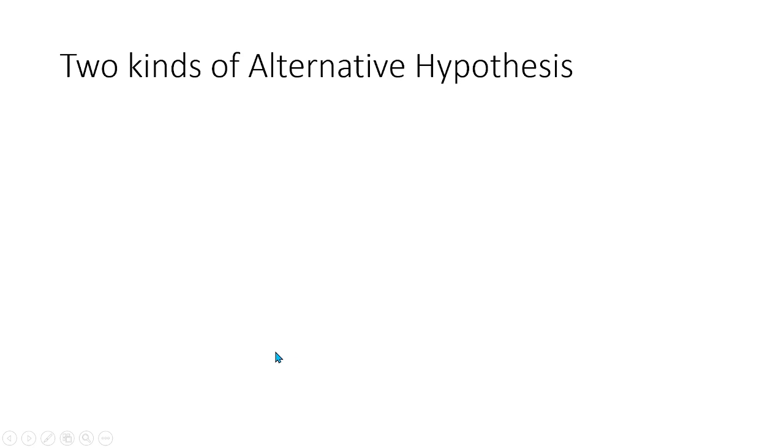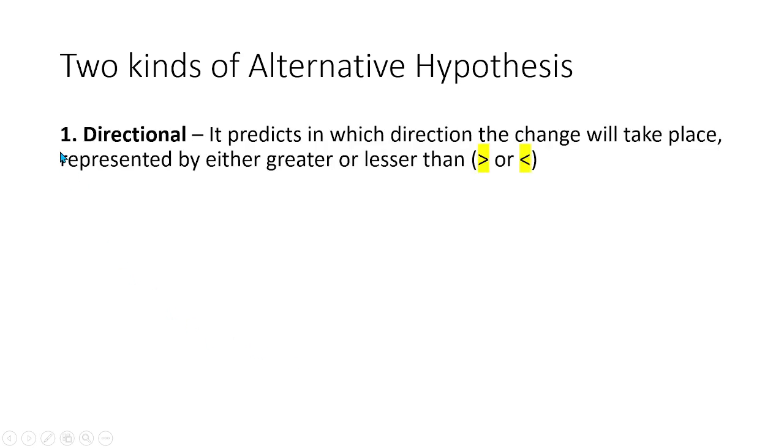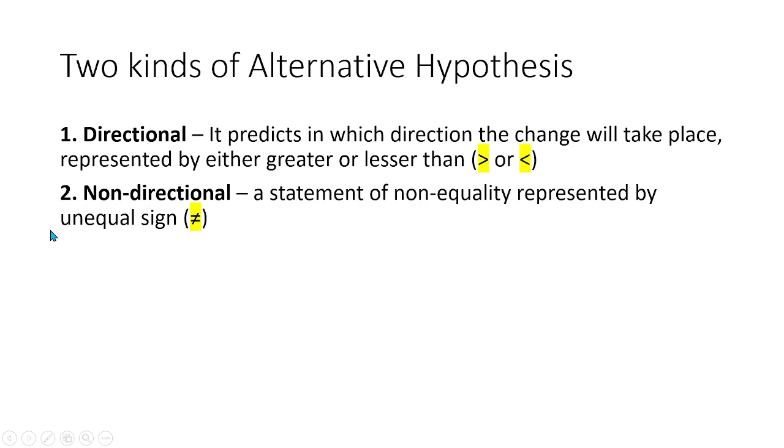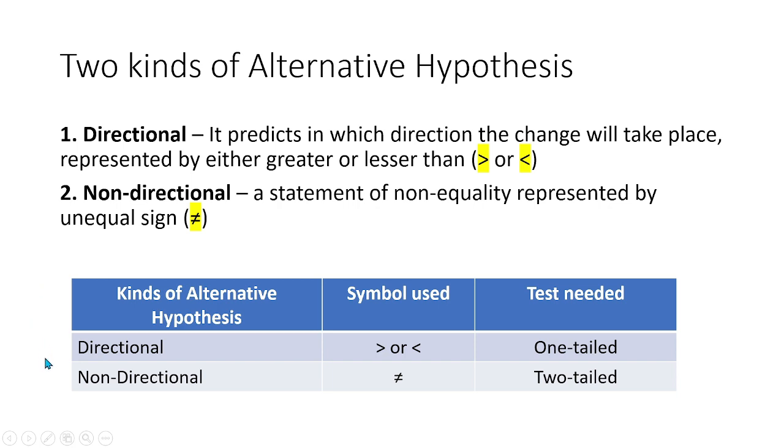There are two kinds of alternative hypothesis. Number 1 is directional. It predicts in which direction the change will take place, represented by either greater or lesser than. And number 2 is non-directional, a statement of non-equality represented by the unequal sign. Here we have a table summarizing our directional and non-directional alternative hypothesis. A non-directional hypothesis requires a two-tailed test, while a directional hypothesis requires a one-tailed test. We shall discuss one- and two-tailed tests in the near future.